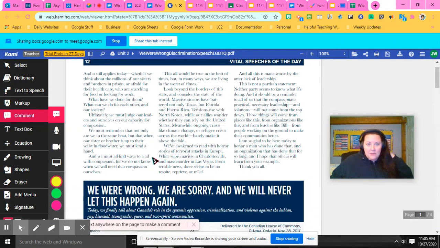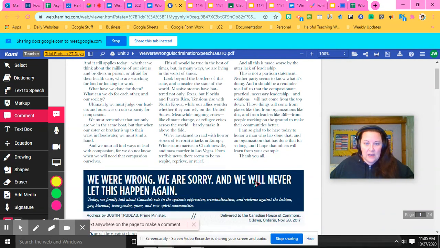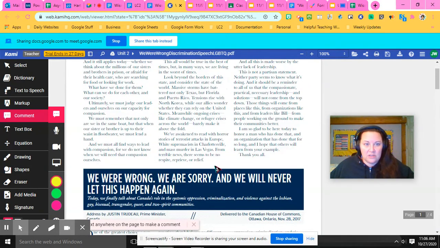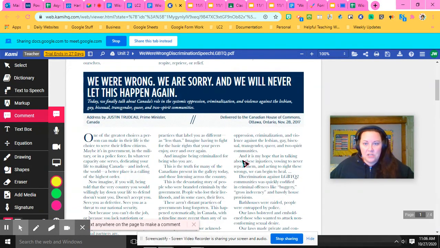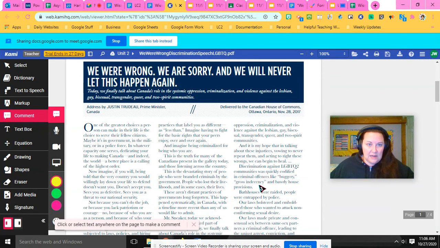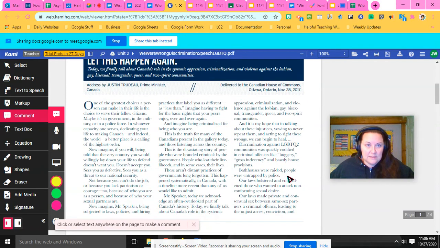All right. I'm going to start off reading this for you, and we're going to jump right into it. It starts here. This is the title. This is a different article at the top, so you don't have to read that part. I'm going to start with the first page and show you what we will be doing as we're annotating. Okay, so: We were wrong, we are sorry, and we will never let this happen again. Today, we finally talk about Canada's role in the systemic oppression, criminalization, and violence against the lesbian, gay, bisexual, transgender, queer, and two-spirit communities. I'm also going to ask it to read to me.